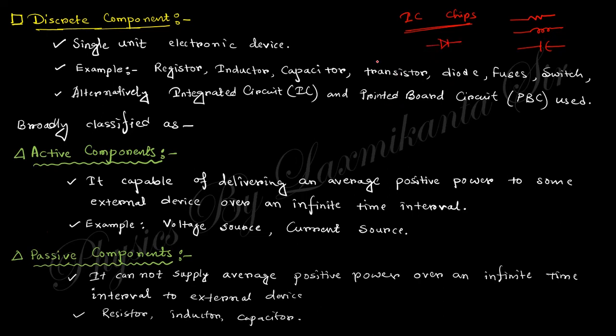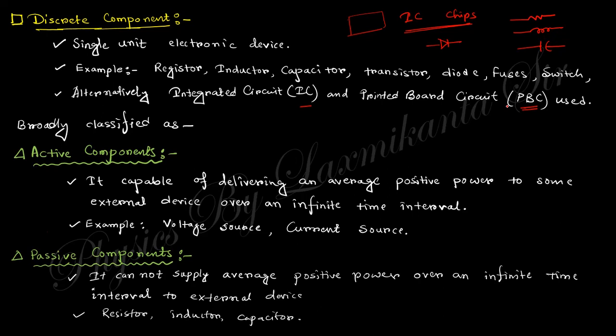But in an IC, integrated circuit, there is n number of diodes, etc. combined, making a gate, right? So before that, these were separate, single devices, and a single device is called a discrete component. Nowadays the IC and printed circuit board are actually used. But before that, we used single unit electronic devices like inductor, resistor, capacitor, transistor, diode, fuse, switch. These also are discrete components.